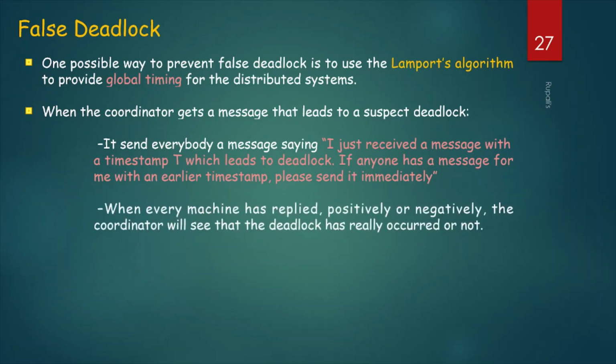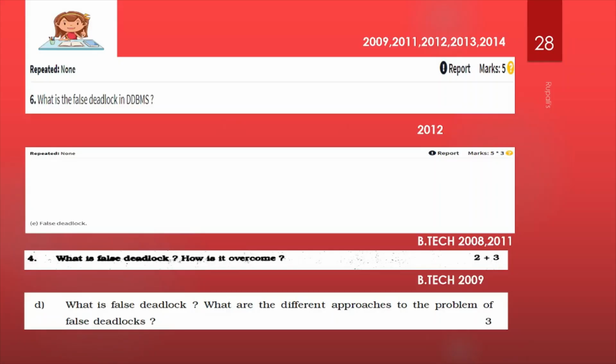Now, when every machine has replied either positively or negatively, the coordinator will see whether the deadlock has really occurred or not. So, in this way, the coordinator of the central site can detect deadlock, rather than false deadlock. These are the types of questions that come in your university exam.